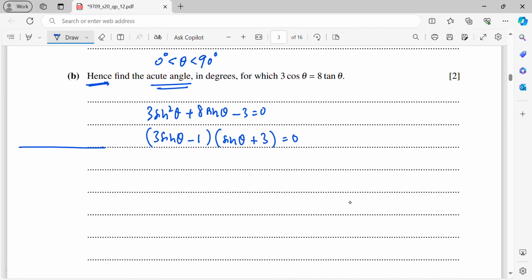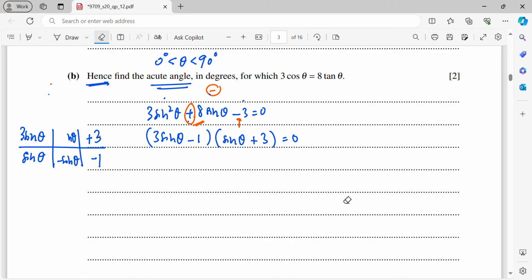Okay, if manual factorization is like this, to get 3 sine squared theta, it will be 3 sine theta times sine theta. And then to get the 3 here, it can be 3 times 1. But then, where to put my 3? It can be the top or the bottom. Let's look at here. Plus times minus is a minus. Therefore, in order to get plus 8 sine theta later on, I should put my 3 over here. This is my plus 3, because when you multiply, it will be 9 sine theta. Okay, then this is minus 1 to get plus and minus. So minus 1 times sine theta, that will be minus sine theta.